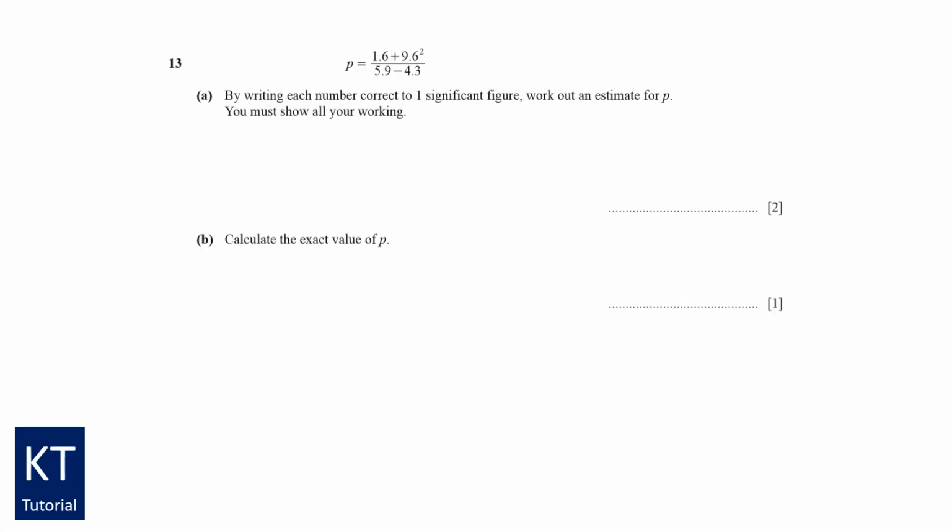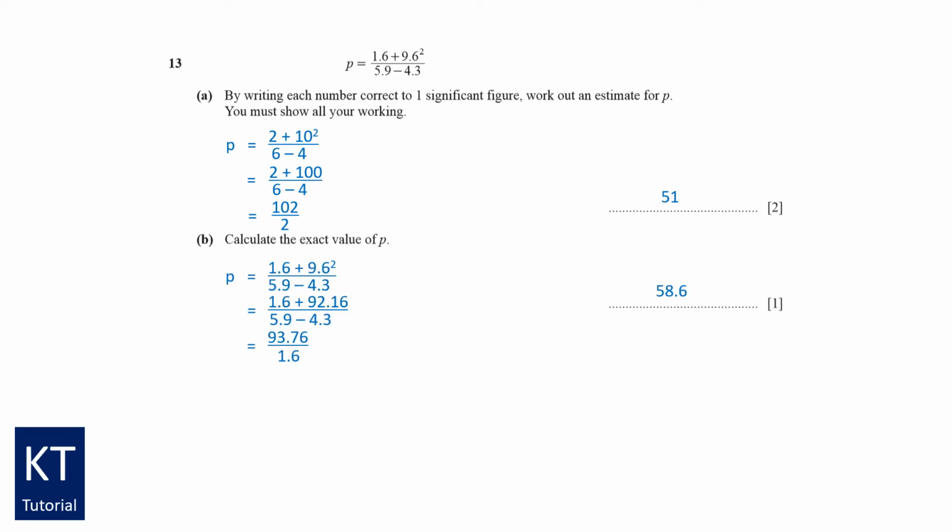Question 13. By writing each number correct to 1 significant figure, work out an estimate for P. Here, you start by converting each of the rational numbers to 1 significant figure, then apply BODMAS. Next, calculate the exact value of P. Here, you must also not forget to apply BODMAS.